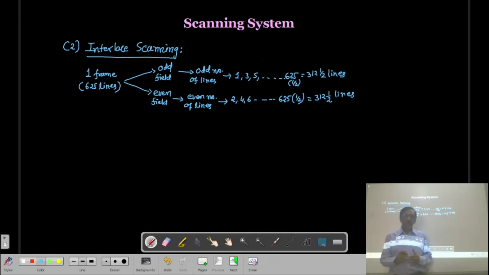In this frame, odd number lines are going to be scanned, and then the even number of lines are going to be scanned. So this frame is divided in two parts, that is the odd field and the even field. So the frame repetition rate is going to be double, and you can avoid a kind of flickering on the screen. So let us see how it is going to be scanned.